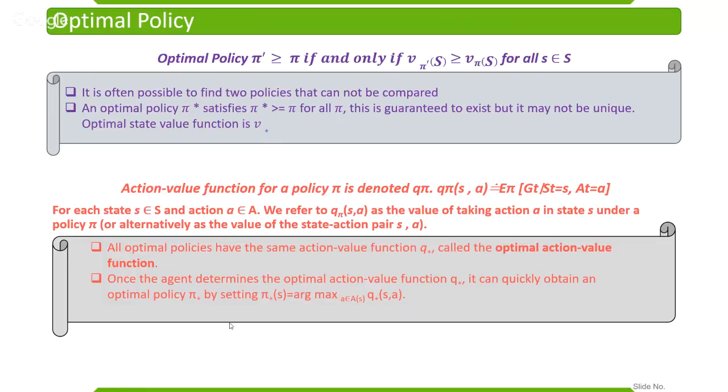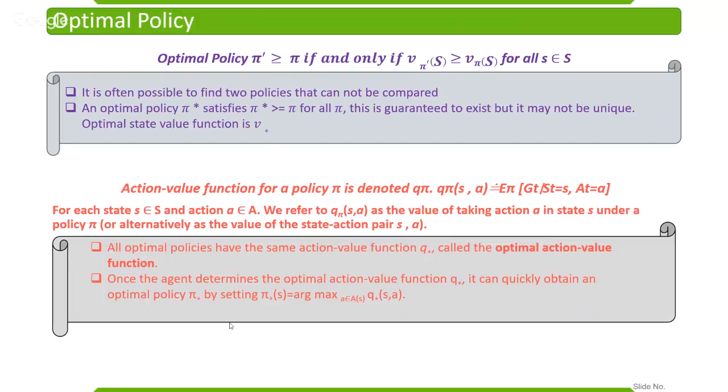It's often possible that you find two different policies which cannot be compared, but they are optimal against each other. So if I denote the optimal policy by pi naught, the condition is that the optimal policy would always be greater than or equal to the policy pi. But when will that be possible? When the value function for the state S for policy pi naught is greater than or equal to that for all the states that belong to the set S.